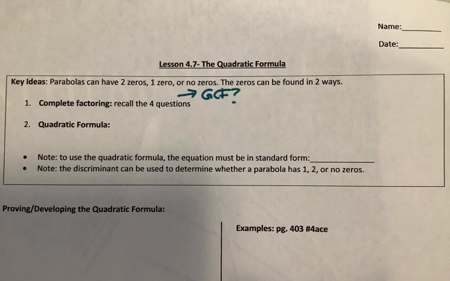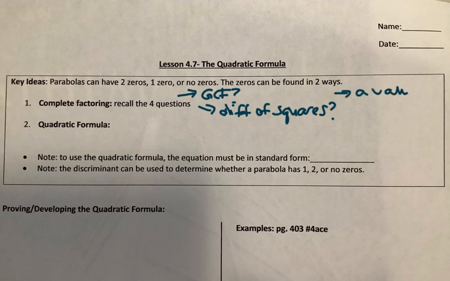If not, then we'll ask, is this a difference of squares? Then we'll ask, is the a value 1? And then we'll ask, is the a value not 1? Those are the 4 questions we need to ask when factoring.